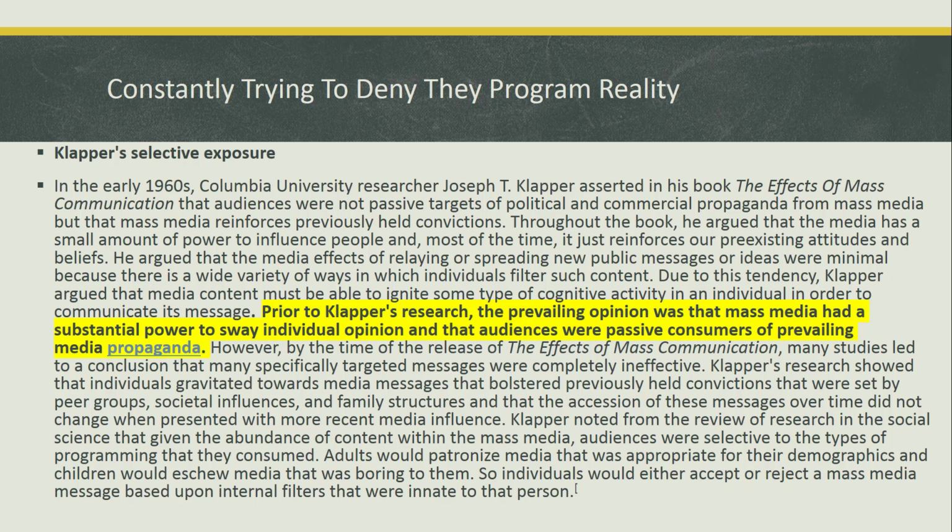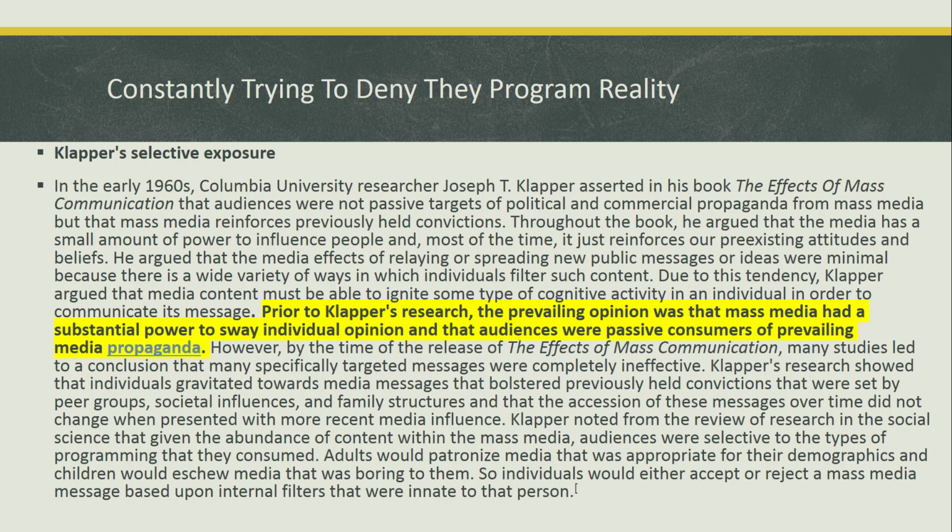So he's saying that since people will reject the information, the media content must be able to ignite some type of cognitive activity in an individual in order to communicate its message. So it's like, you got to give us permission to use forms of mind control because people reject it. Now, I've highlighted this because it shows that people prior to the media originally had the right idea, but this guy explained away everything and completely brainwashed him.